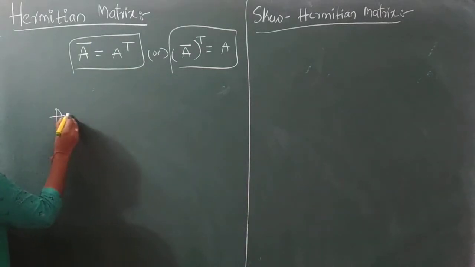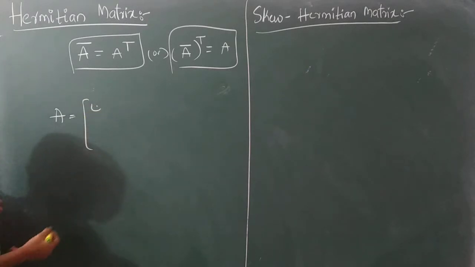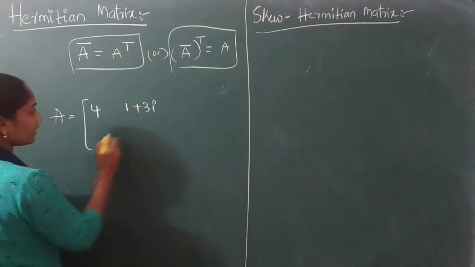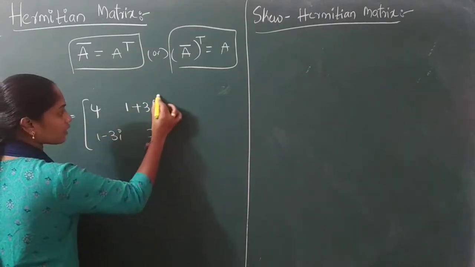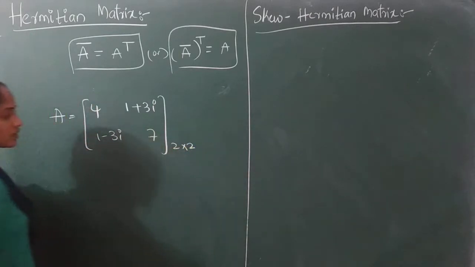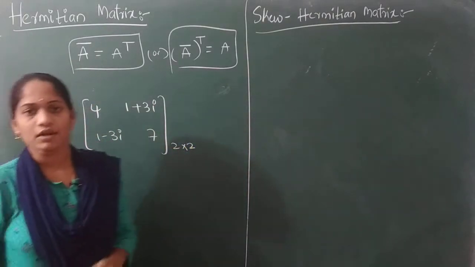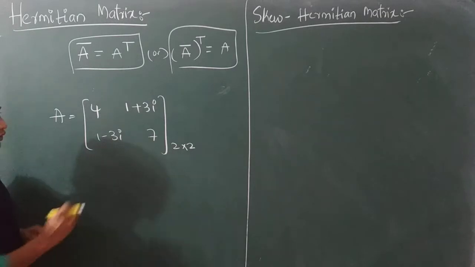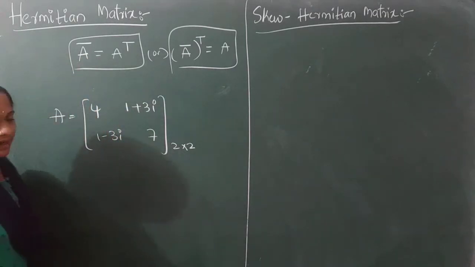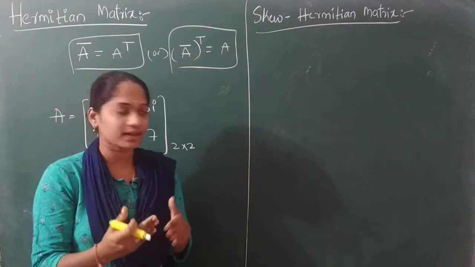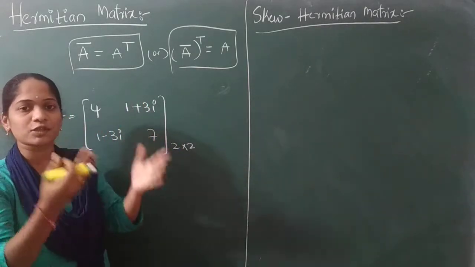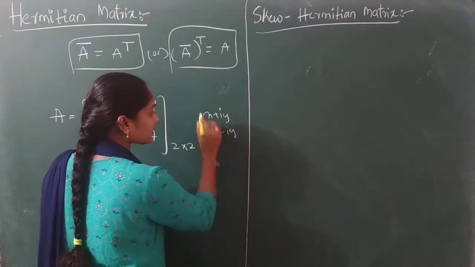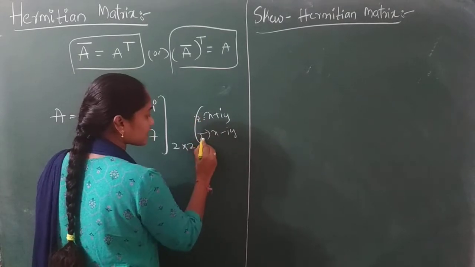Let us take the example A equals 4, 1 plus 3i, 1 minus 3i and 7. The order is 2 cross 2. This is the matrix A. Now you have to check whether this A is Hermitian. First you have to find A conjugate. Conjugate means changing the complex form x plus iy into its conjugate x minus iy. Already we have discussed x plus iy, x minus iy. This is the conjugate, and this is z bar.